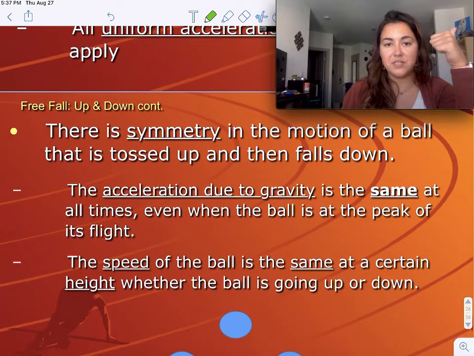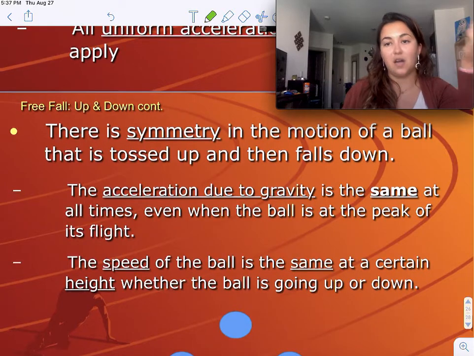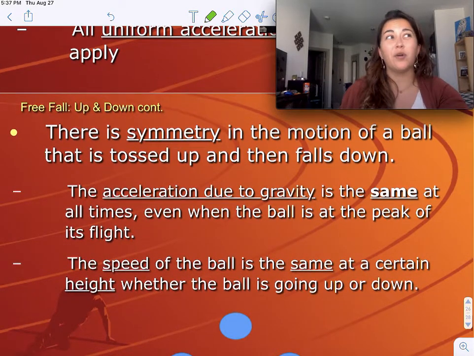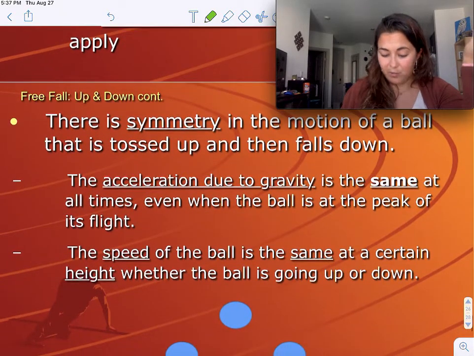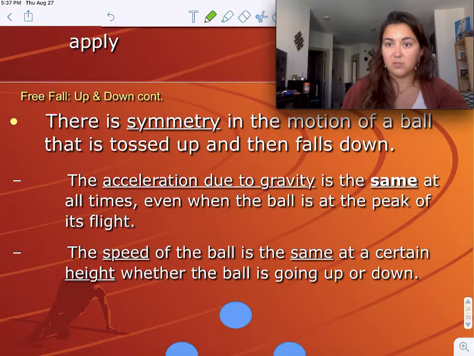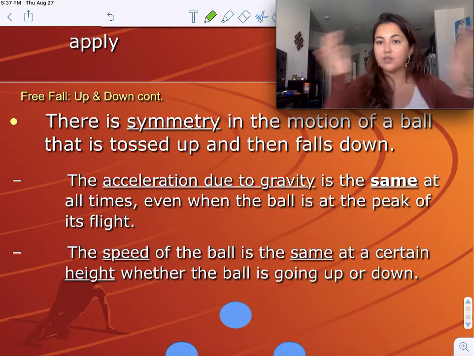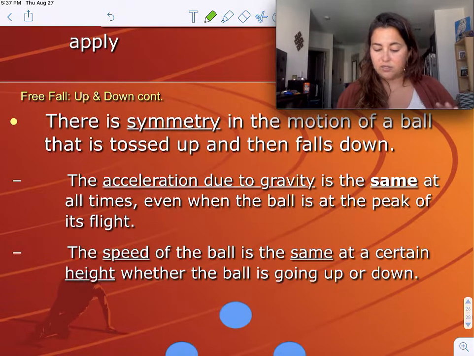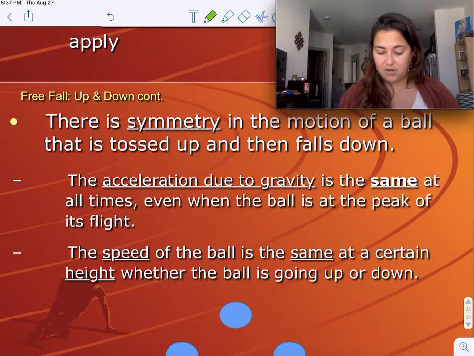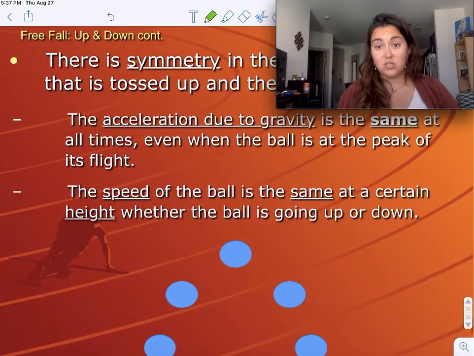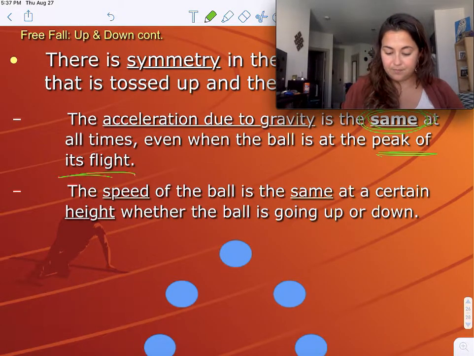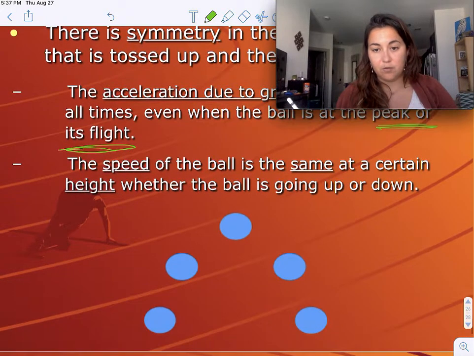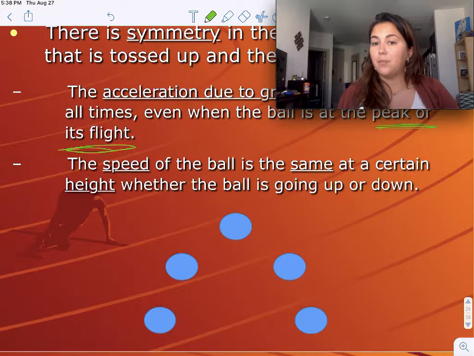Stuff to keep in mind: whenever something is tossed up, which we talk about more than things thrown down, it makes a kind of parabola shape. And parabolas are symmetric, meaning if you fold them in half, they're the same on both sides. That's what this statement is saying. There is symmetry in the motion of a ball that is tossed up and then falls down. The acceleration due to gravity is the same at all times, even when the ball is at the top. I'll explain that in a moment. The speed of the ball is the same at a certain height, whether the ball is going up or down.